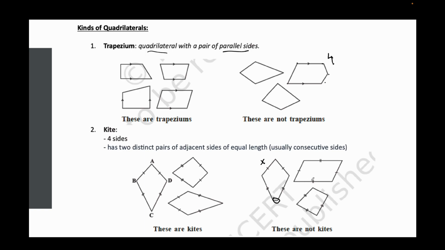Here, as you can see, adjacent sides should be equal. So this should be equal to this, but that is not the case. So that is not a kite. And also, as you can see, these 3 sides are equal, so that is also not a kite.